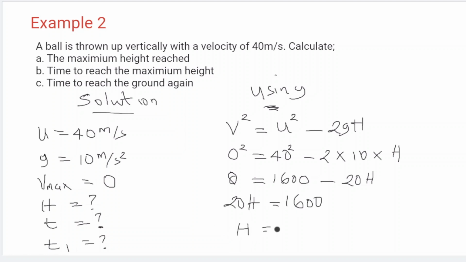H will be equals to 1600 divided by 20. That will give us H as what? If you check our calculator, we have 80 meters. That's the maximum height that was reached.